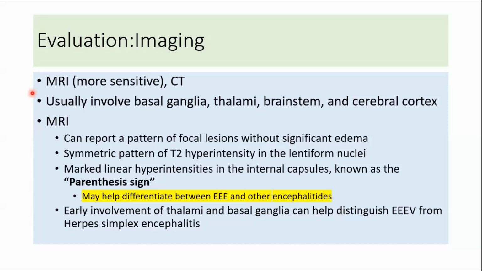Imaging modalities like MRI and CT scan can be useful for the diagnosis. MRI is more sensitive than the CT scan. This infection usually affects the basal ganglia, thalamus, brainstem, and the cerebral cortex. MRI can show a pattern of focal lesions without significant edema. There can be a symmetric pattern of T2 hyperintensity in the lentiform nuclei. Similarly, there can be marked hyperintensities in the internal capsules, which is known as the parenthesis sign. And this parenthesis sign may help to differentiate between Eastern Equine Encephalitis and other forms of encephalitis.